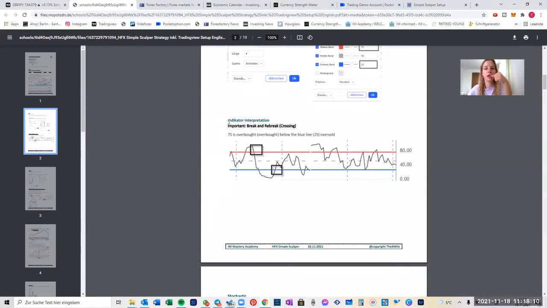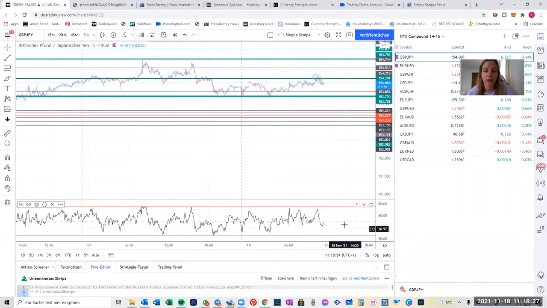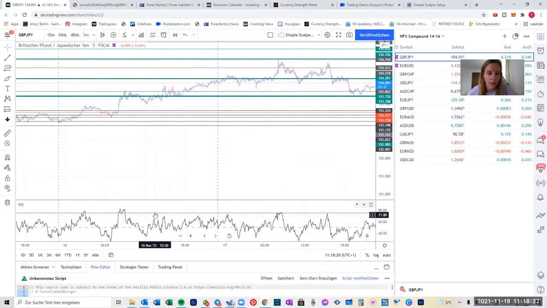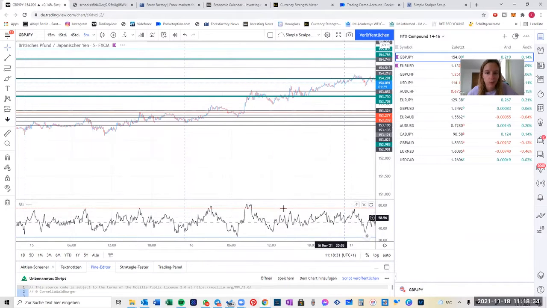Here you see indicator interpretation. What does overbought mean? Here you have overbought, this crossing. When it's over 75, and here when it's below 25, then it's oversold. And overbought, because you have to understand. Good, yeah, here we have an example.